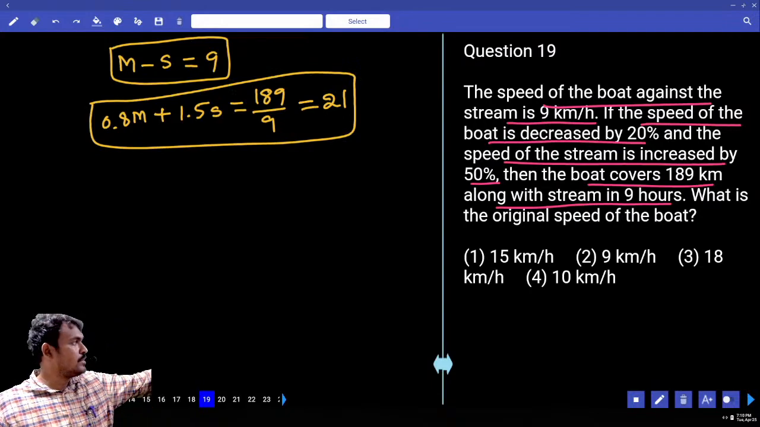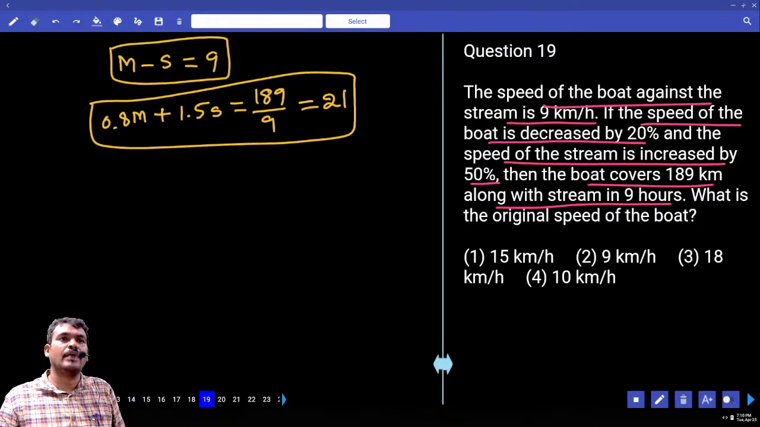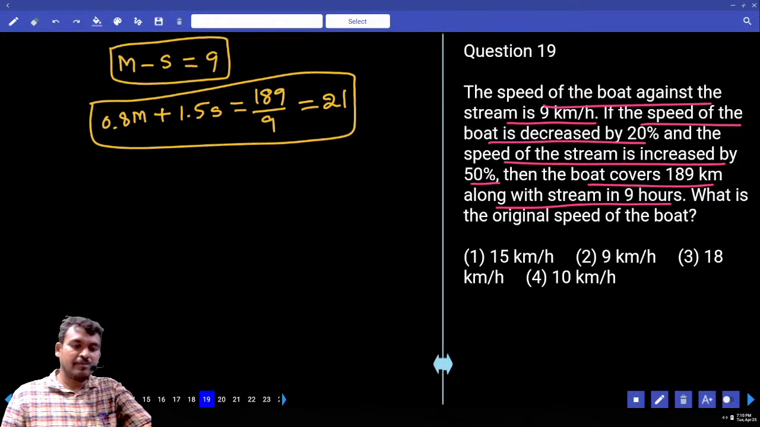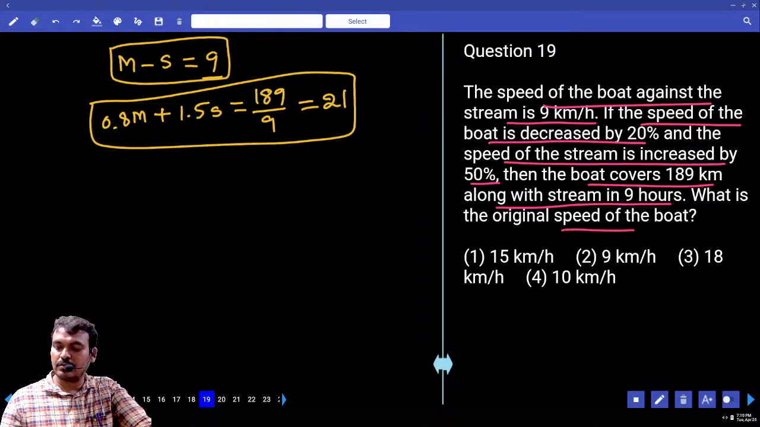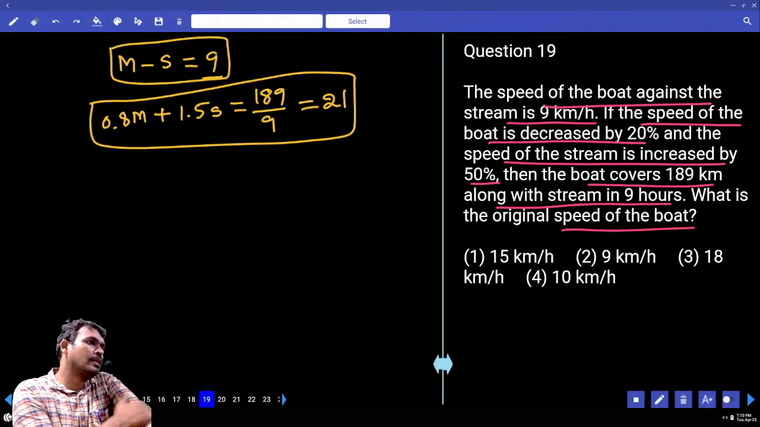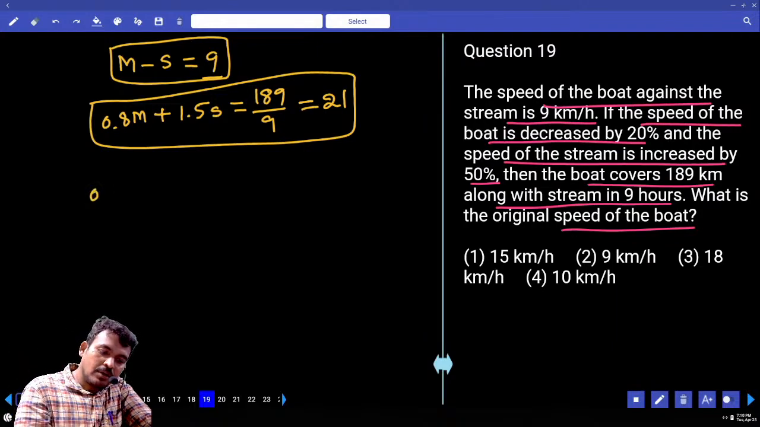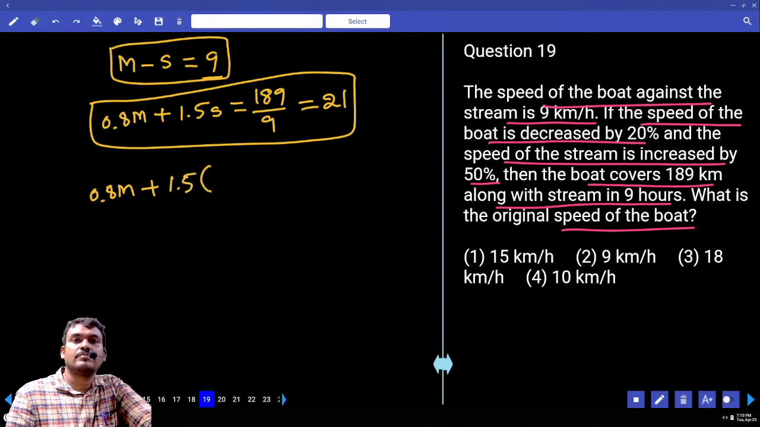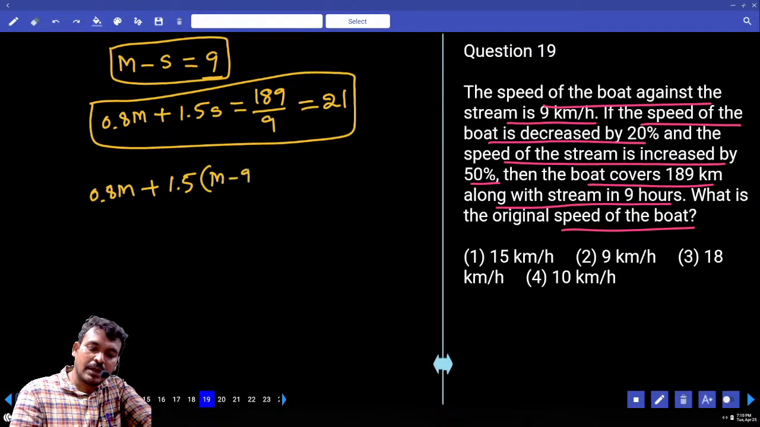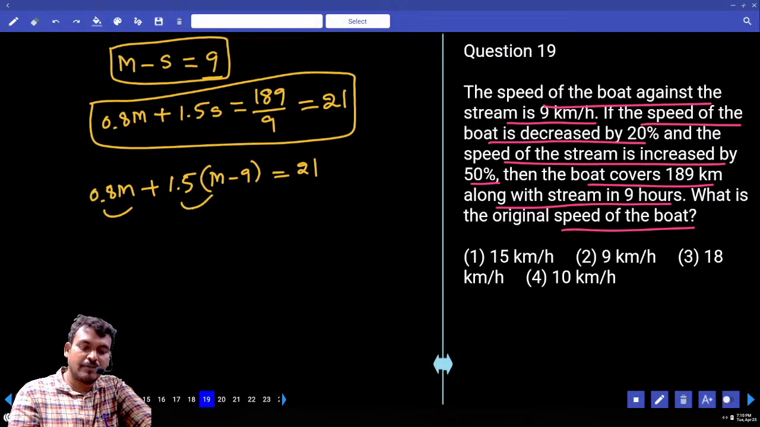Simplify those two equations, we get the s, m values. In place of m I substitute directly m plus s, or in place of s we required which one? Speed of the boat, m value or s value? M value means all the values are converted in terms of m. First one, 0.8 m plus 1.5 of s. What is the s value written? M minus 9 or m plus 9? M minus 9. That is equal to how much? 21. 0.8 m plus 1.5 of m.